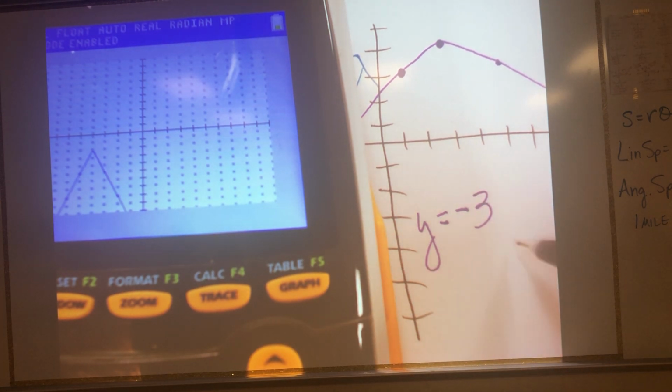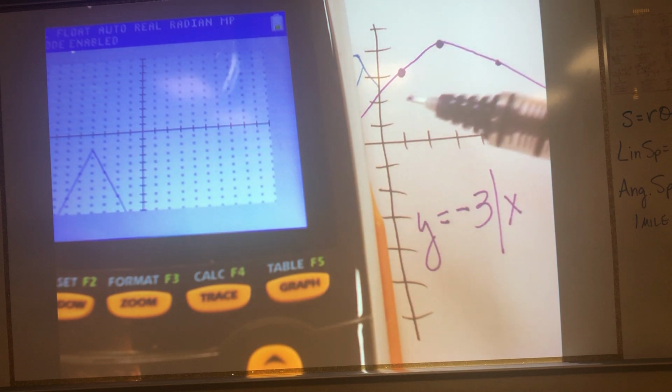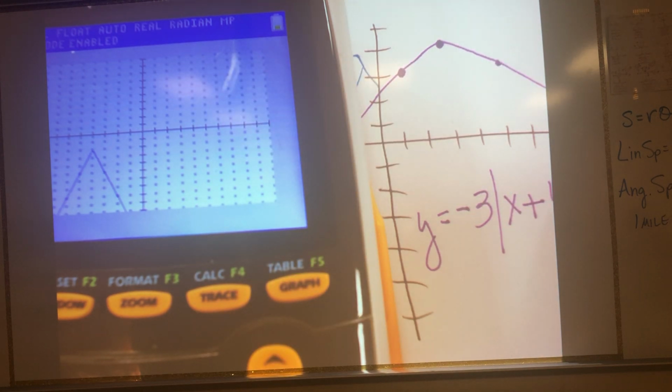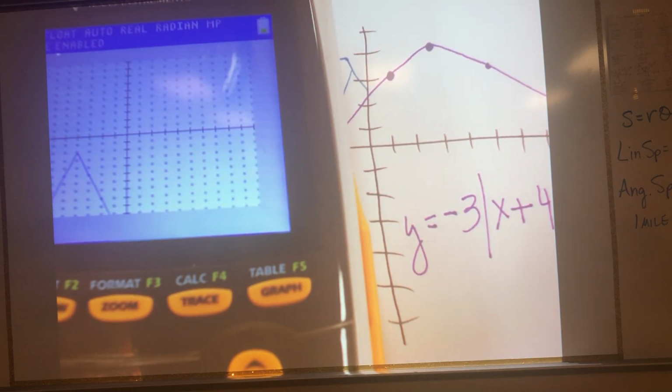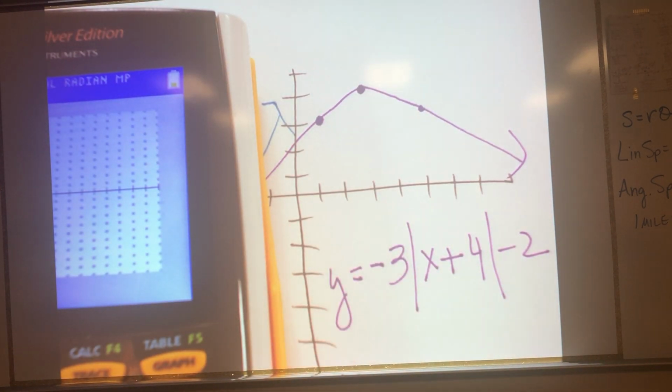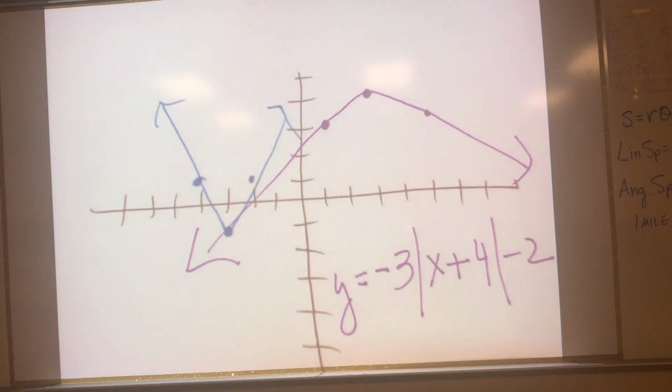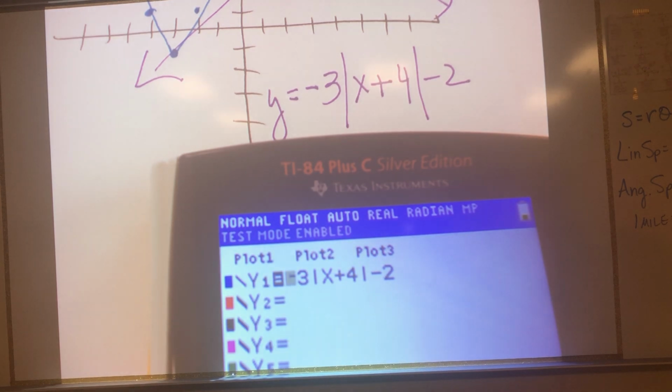So that's a 3. Absolute value. Where did he move? Left or right? Right. No, left. How do you make him move left? Plus 4. So plus, how many did he move left? 4. And then did he move up or down? Down. And how do you make him move down? -2. So -2. So that should be my equation. So if I looked at it, you can see, there it is. Y'all are perfect.